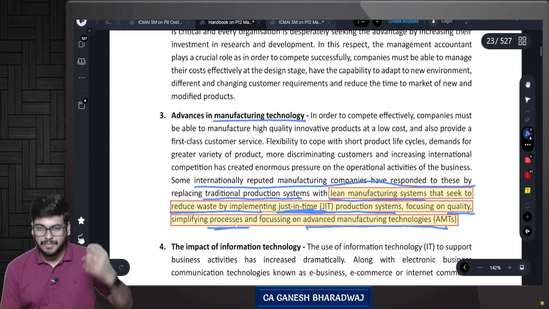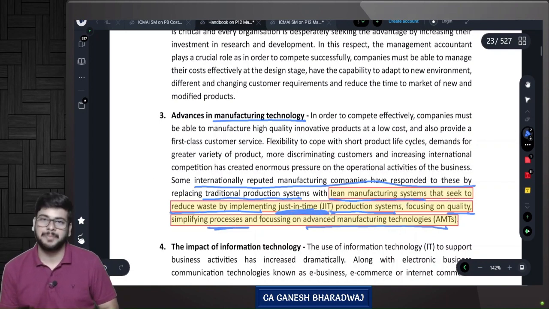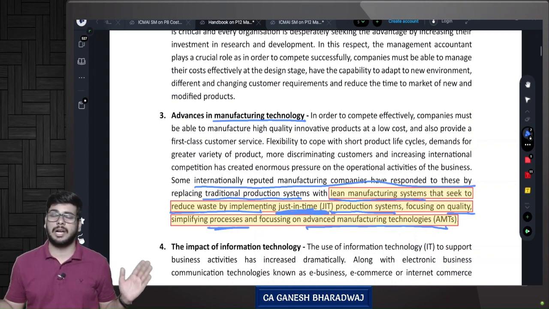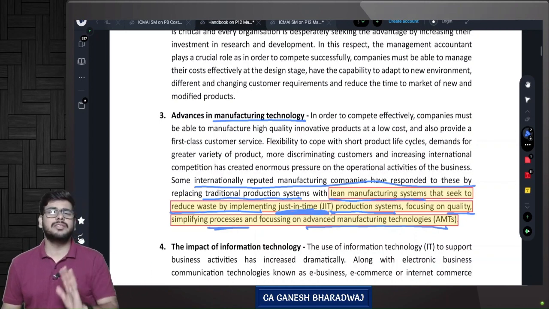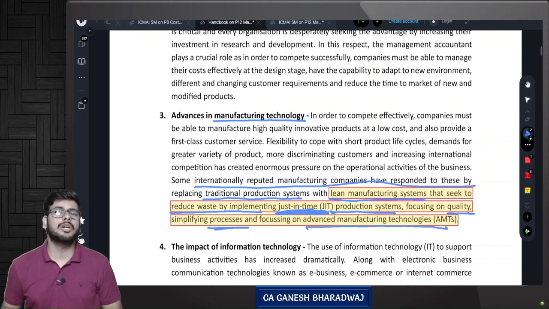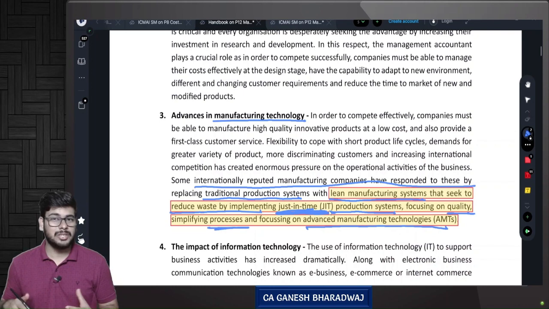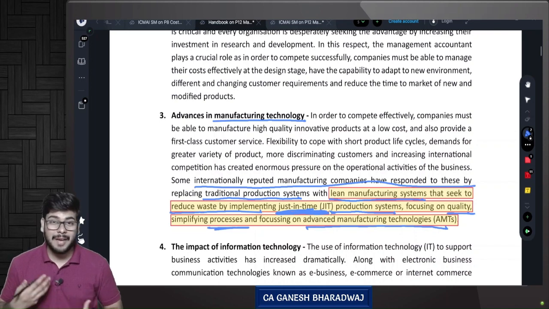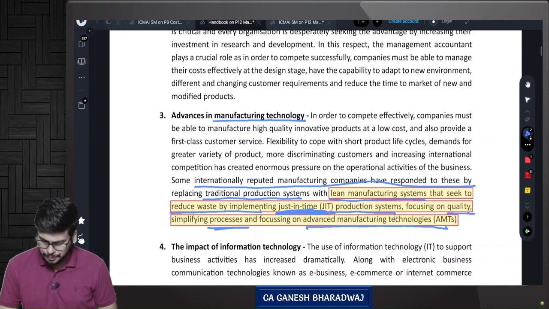They reduce their waste by implementing just in time. So suppose the shopkeeper has produced everything and kept it, he has prepared 10 dosas, and he was able to sell only 8 dosas. 2 dosas, what will he do? He'll have to waste them, correct? So instead of doing this, maybe what he will do is, once he gets an order, he will start preparing it. So this is an effective waste reduction strategy.